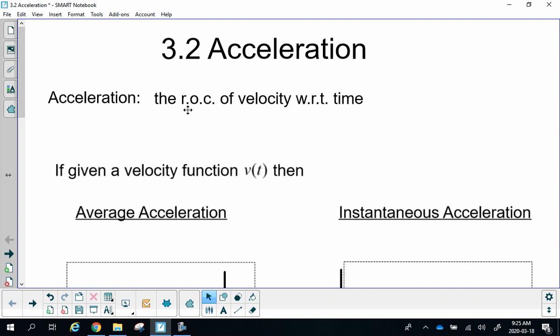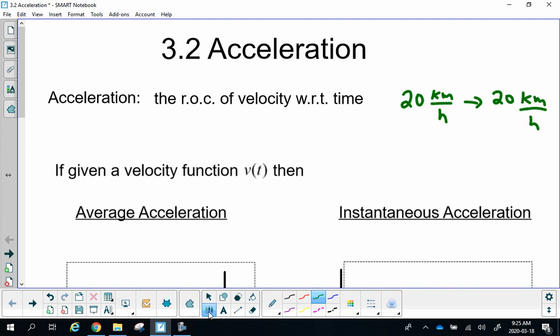If there is no change in velocity, as in, let's say we're going 20 kilometers per hour to 20 kilometers per hour, and we continue that over some interval, then we would say that there is zero acceleration. Okay, so no acceleration in this case. But if there is a change, so we go from 20 kilometers per hour to, let's say, 40 kilometers per hour, then we're going to say that there is some level of acceleration.